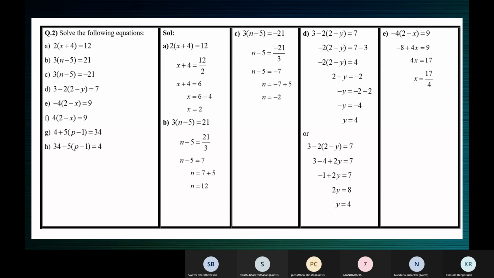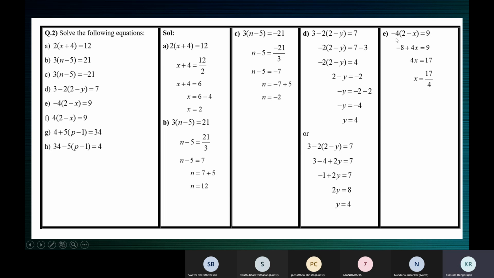Took screenshot, ma'am. We have many more sums to work. You will understand.